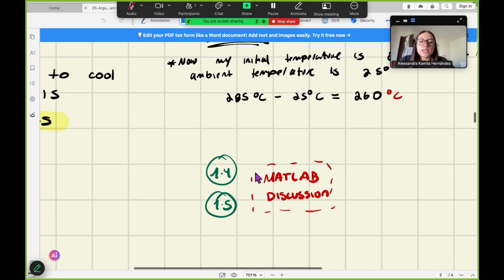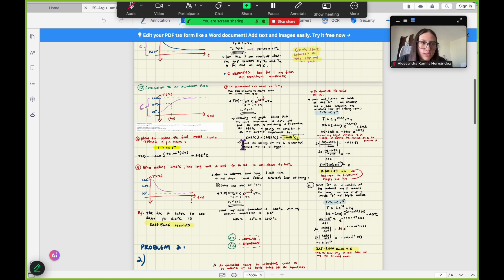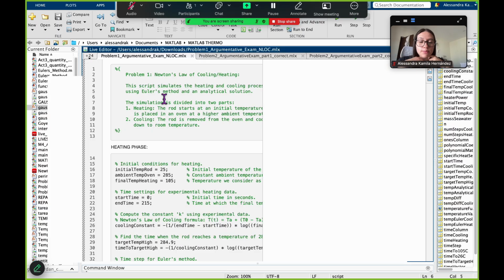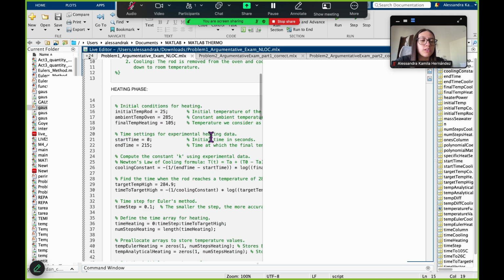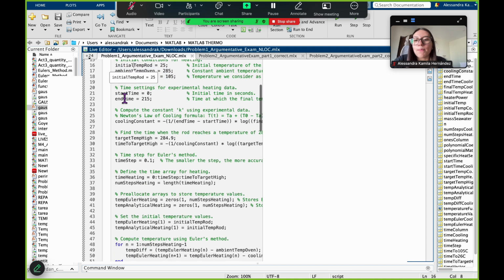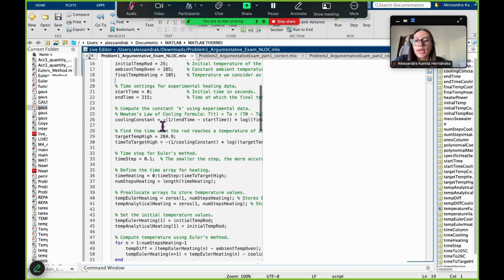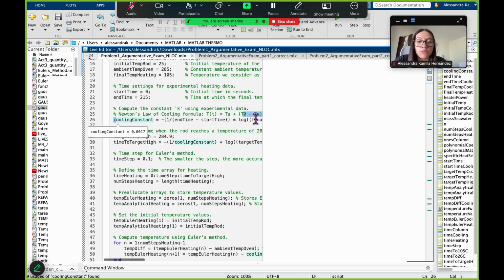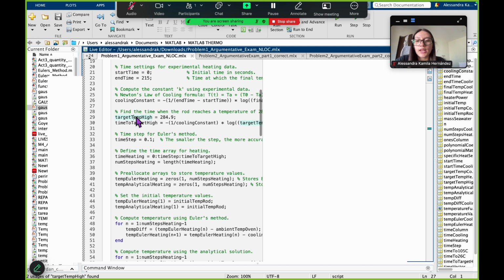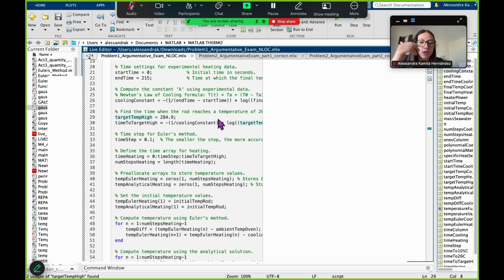Now, in problem 1, I'm being asked to use MATLAB to demonstrate all of this, but in a programming way. So this is my MATLAB code, and this script is actually going to just simulate the heating and cooling process, and it's going to plot it into one figure. So I place my initial parameters, my time parameters for the heating process. I started with the heating process, and then I compute my value of K. Then my target temperature, then I need to find the time when the rod reaches a temperature of 285 in order to see if my code is okay.